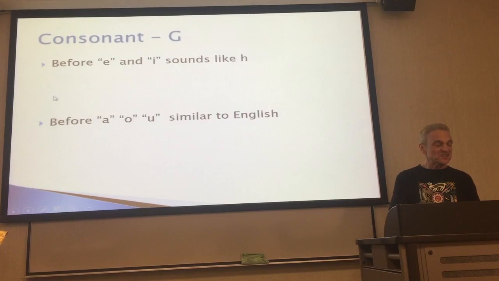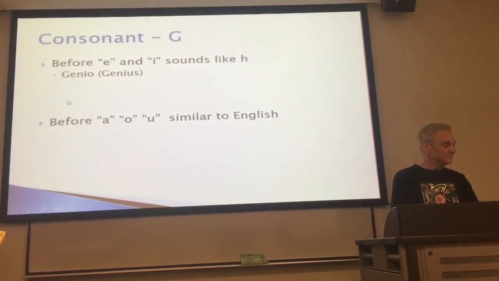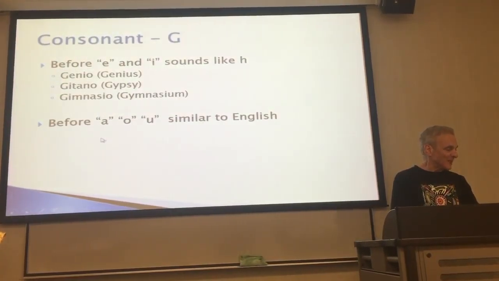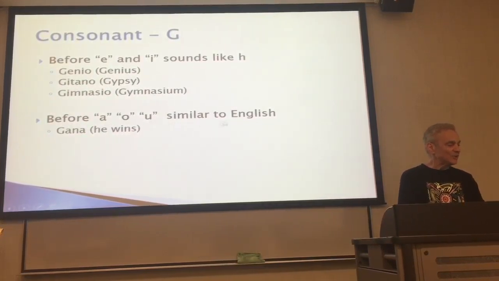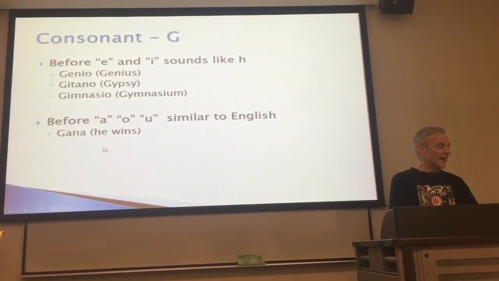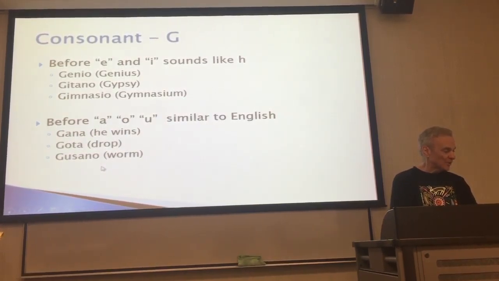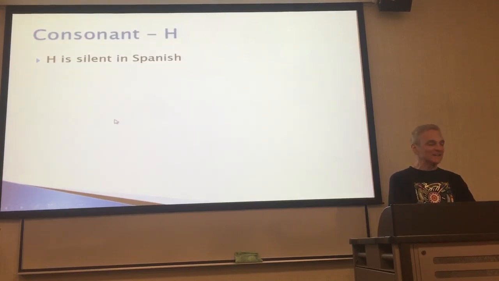Before the E and I, it sounds like an H. So we have genio, gitano, gimnasio. Before A, O, and U, it's similar to English. Gana, gota, gusano. And with the consonant H, it's silent in Spanish.